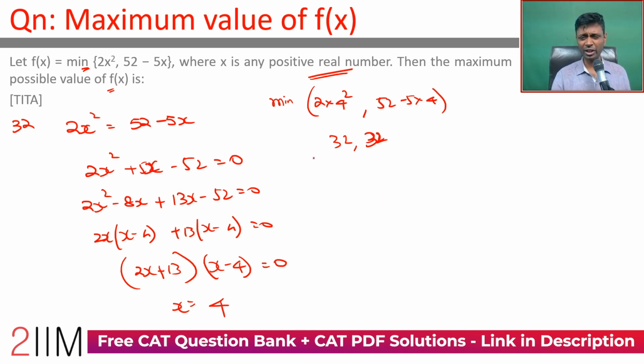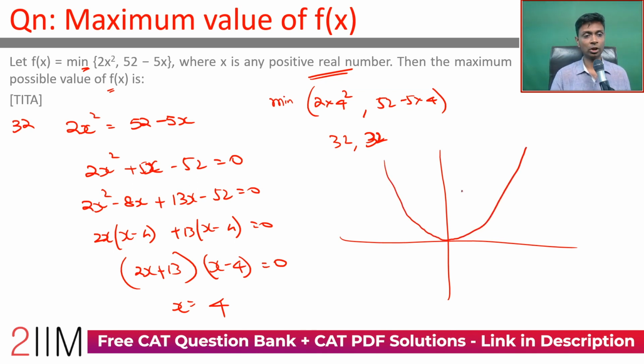Now think about this. I'm going to dive deeper into this minimum idea. 2x square is a graph like this. 52 minus 5x is a line like this. So if f of x is the minimum of these two, we're talking only positive territory. So we completely forget this. F of x would be like this till this point, and then take this. It'll take one arc till a point, and then the other arc after that. This will be the maximum value f of x can take, which is why we find the meeting point of the two arcs.